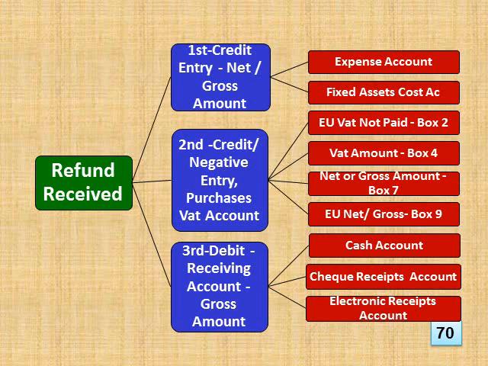On the third account it's a debit entry, made on the receiving account. And this is for the gross amount. Depending on how the refund is received, it's debited to either the cash account, check receipts account, or electronic receipts account.